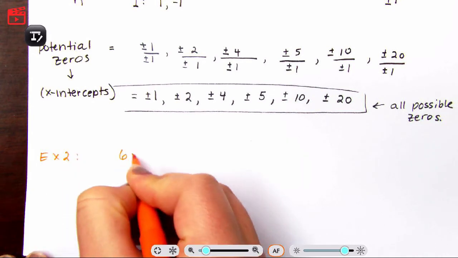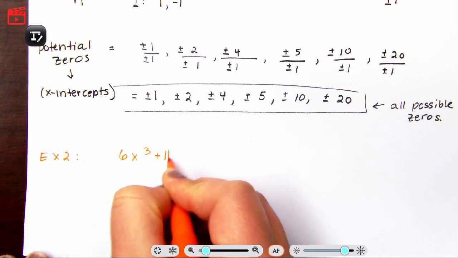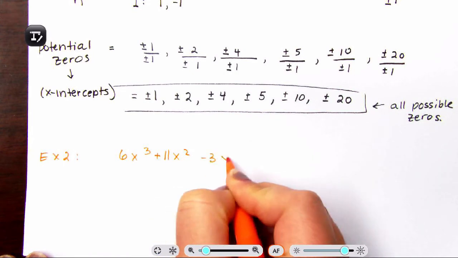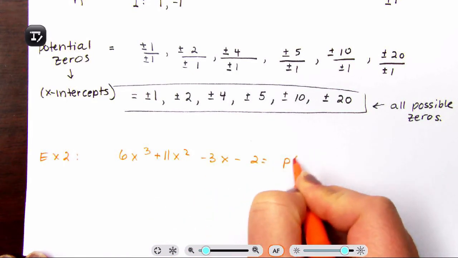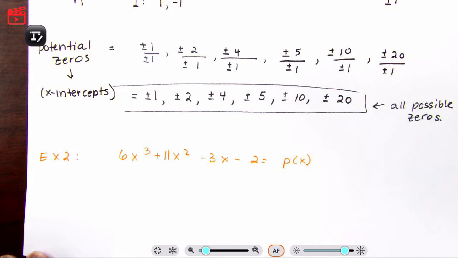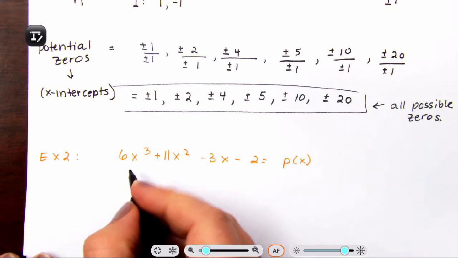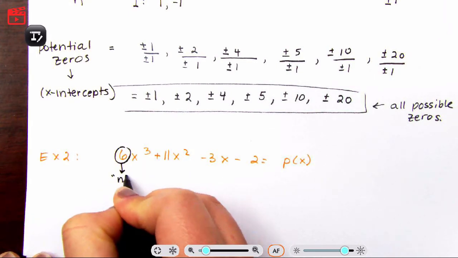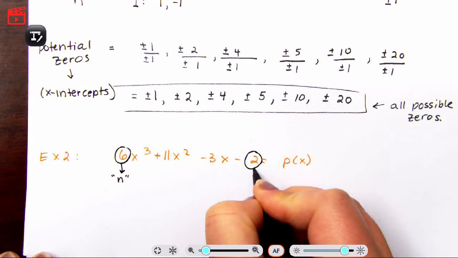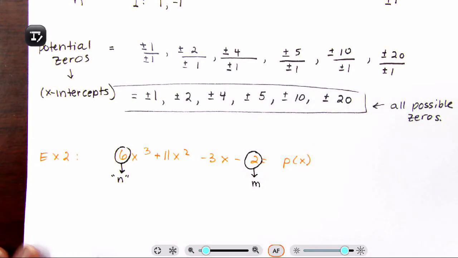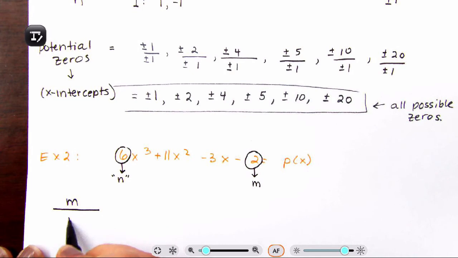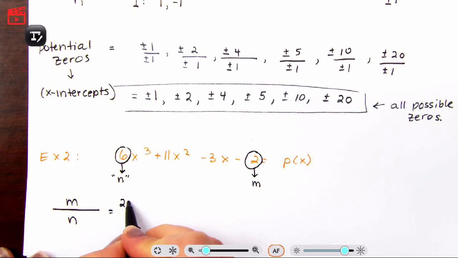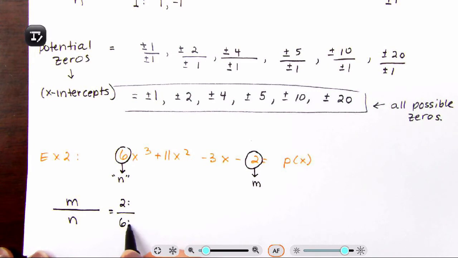I have 6x cubed plus 11x squared minus 3x minus 2. Sometimes you'll see it equal to p of x, f of x. Sometimes you'll see it equal to 0. So let's go ahead. This is my n. This is my m. M over n. So again, I'm listing all of my factors. So what are my factors of 2? What are my factors of 6?